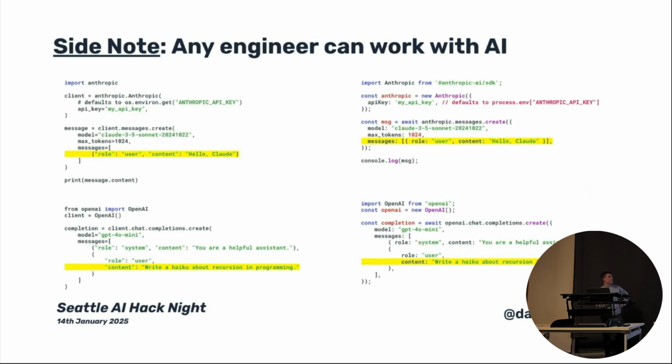Side note, I thought I'd put this in here just to inspire people, that pretty much anybody can work with AI now. All you need is an API key and the ability to talk to a REST API or some form of SDK. So here you have the Python and the TypeScript in there. So as long as you can build a prompt, not a very big one, of course, as you'll learn after this talk, you can just start hacking away.